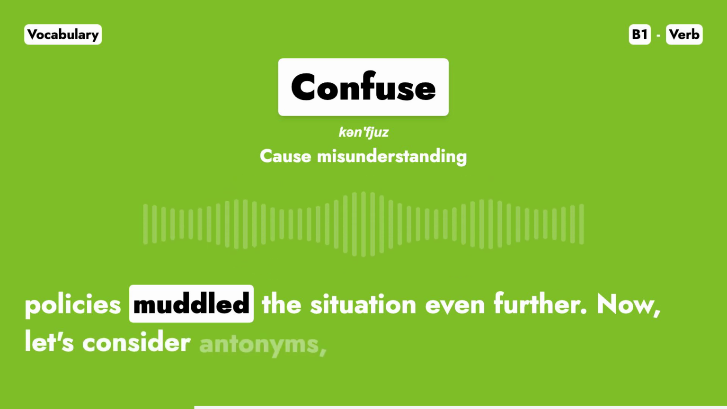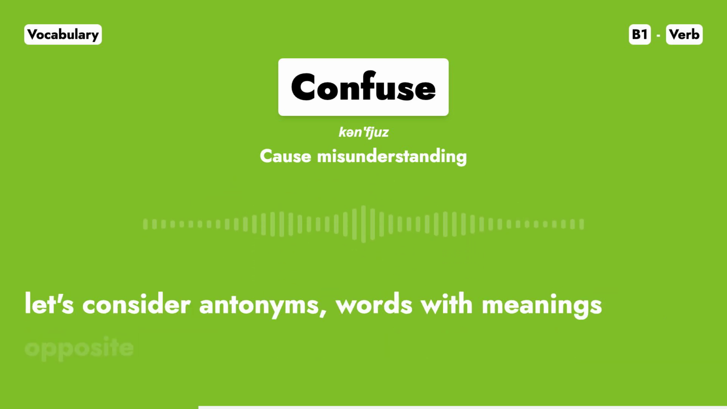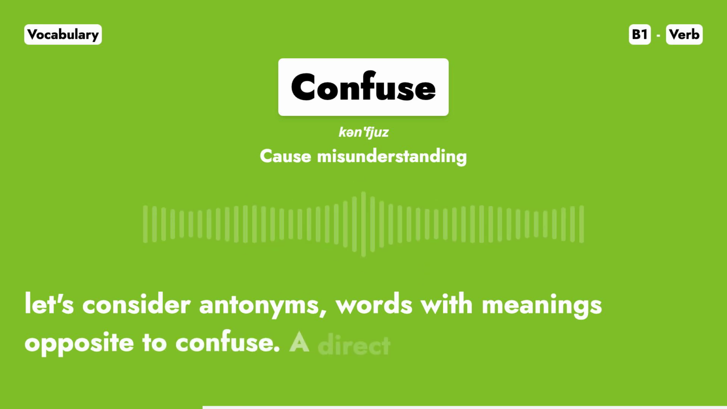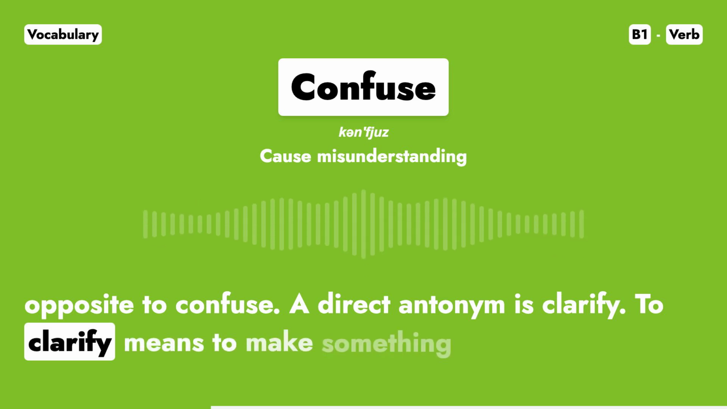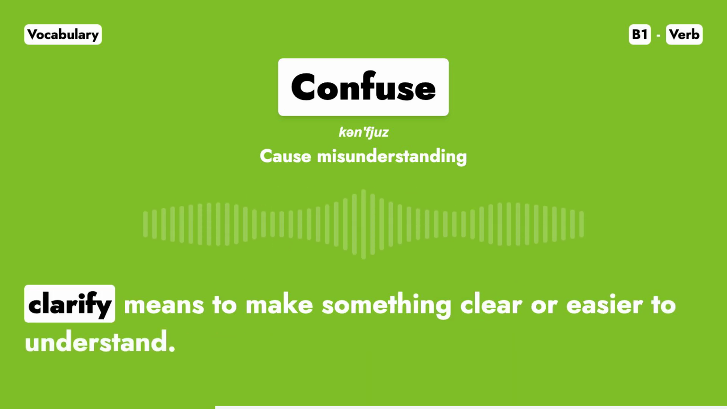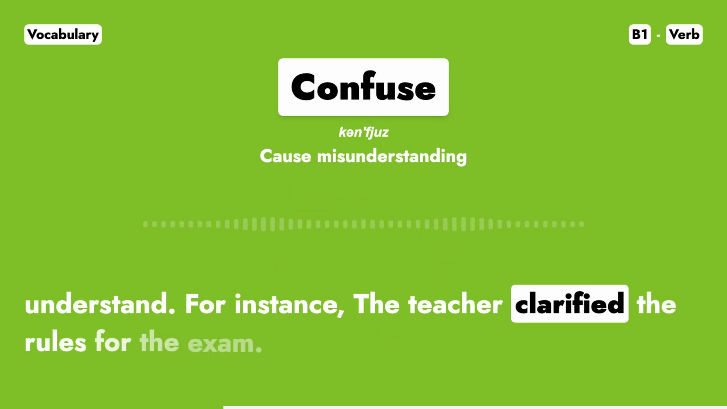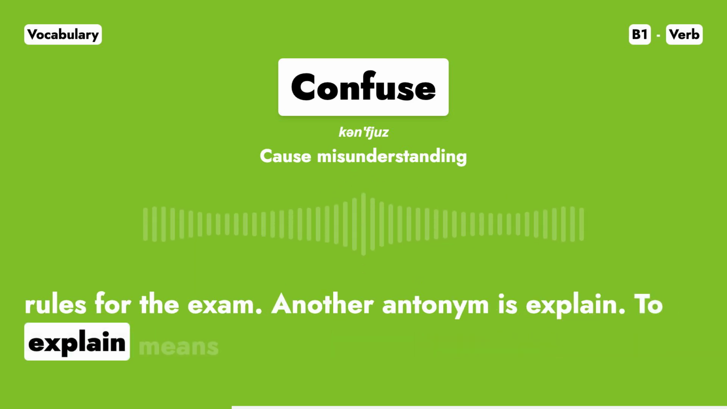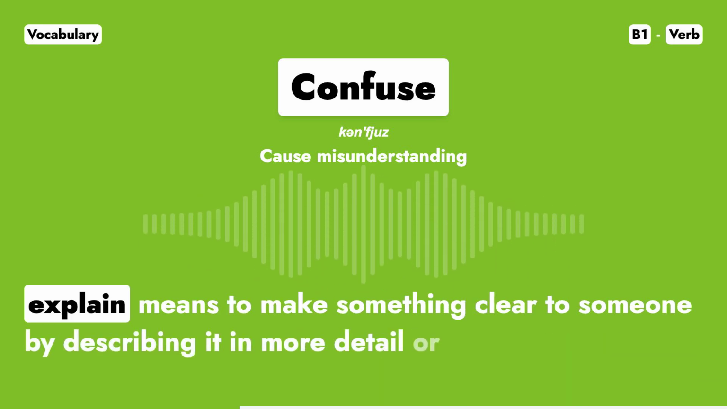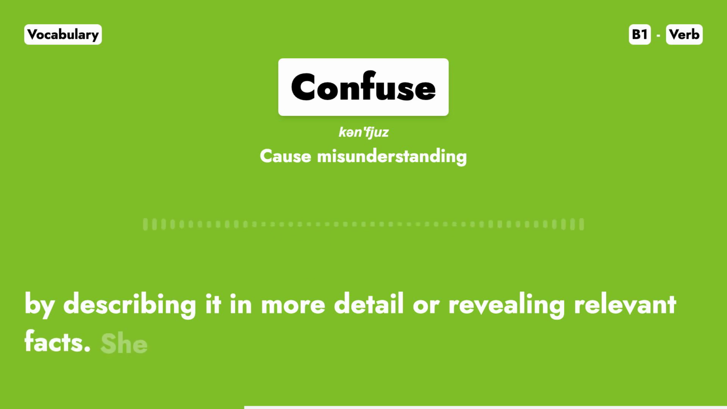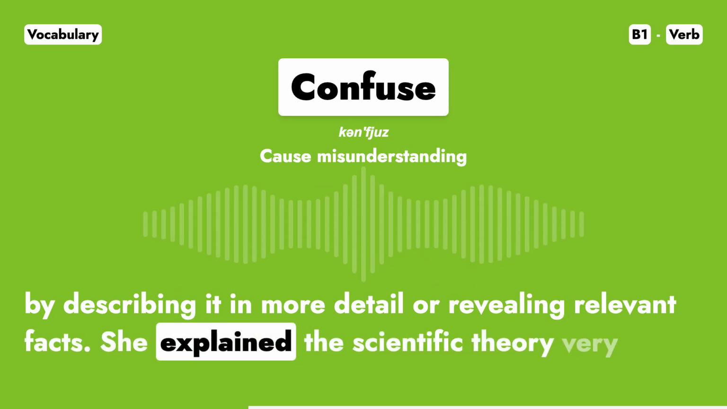Now, let's consider antonyms, words with meanings opposite to confuse. A direct antonym is clarify. To clarify means to make something clear or easier to understand. For instance, the teacher clarified the rules for the exam. Another antonym is explain. To explain means to make something clear to someone by describing it in more detail or revealing relevant facts. She explained the scientific theory very well.